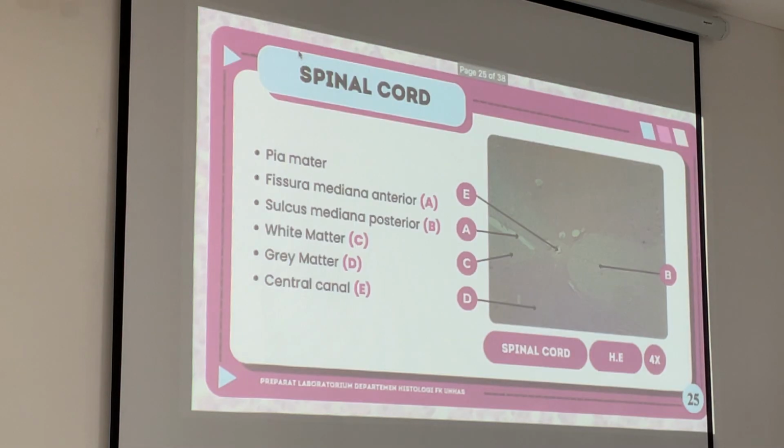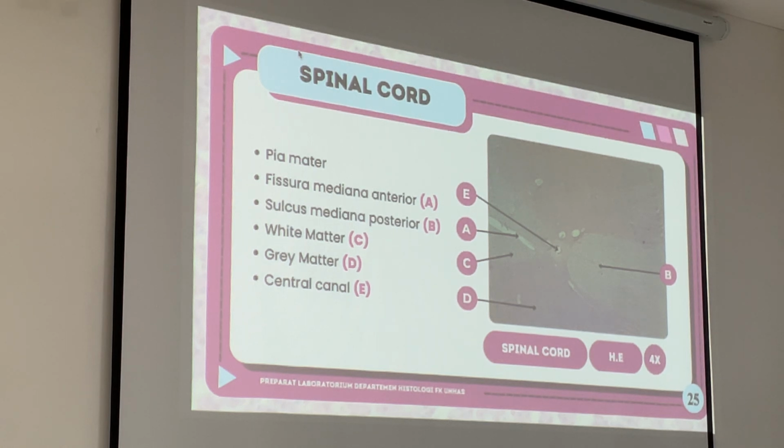Okay. Now we go to the spinal cord. In the spinal cord, the gray matter differs from the cerebrum and cerebellum. In the cerebrum and the cerebellum, the gray matter is outside and the white matter is inside. In the spinal cord, because the cells are at the center, the gray matter is formed at the center of the spinal cord, and the white matter is outside of it.